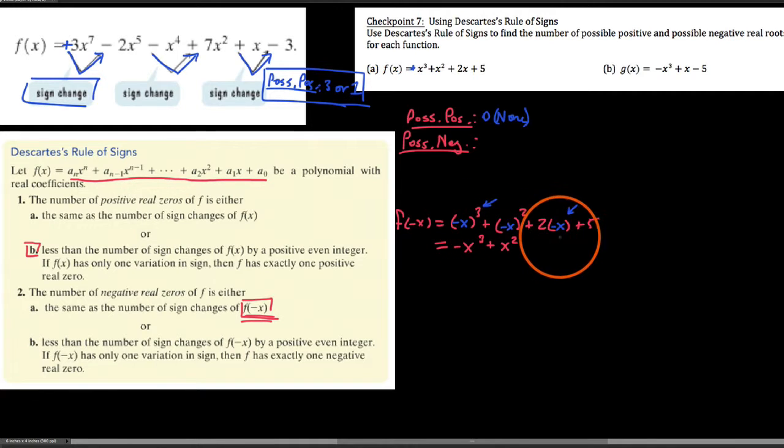The same thing here, a positive 2 times a negative x is a negative 2x, and then I have my plus 5, which I'll just bring down. So counting variations in sign, I would say that we have a variation here, we have a variation here, and we have a variation here. So for possible negative zeros, we either have 3 negative zeros or we have just 1 negative zero. So we said no possible positives, and 3 or 1 possible negatives.